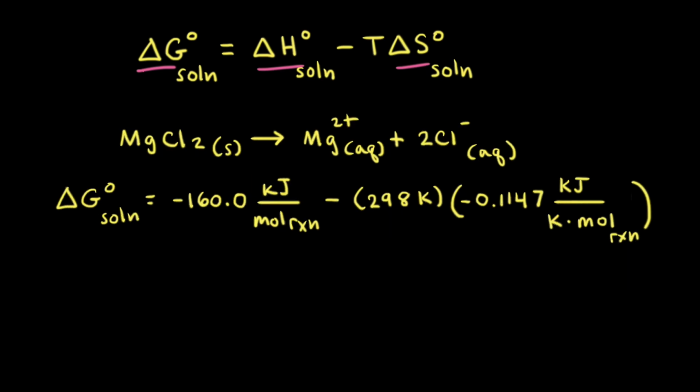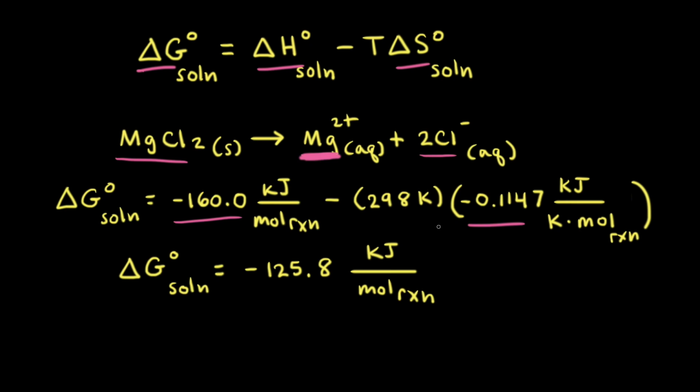Next, let's do the same calculation for the dissolution of solid magnesium chloride in water to form the magnesium 2+ cation and 2 chloride anions. We've already seen how the increased positive charge of the Mg2+ cation in solution gave us a negative value for delta H naught and a negative value for delta S naught. So plugging in all our numbers and a temperature of 298 Kelvin, Kelvin cancels out and gives us delta G naught of solution is equal to negative 125.8 kilojoules per mole of reaction.